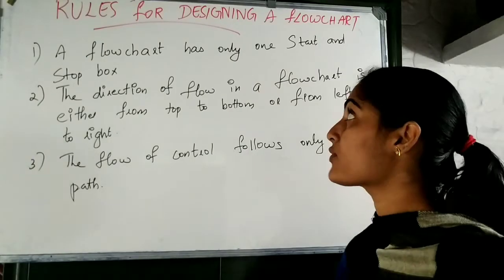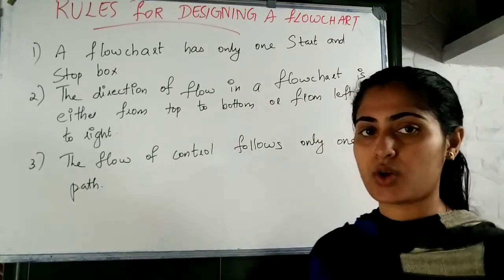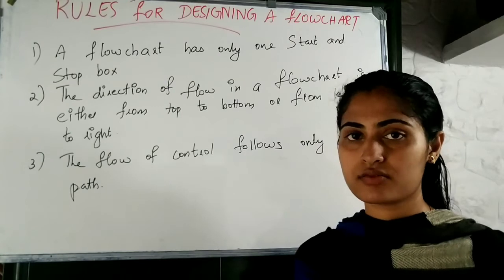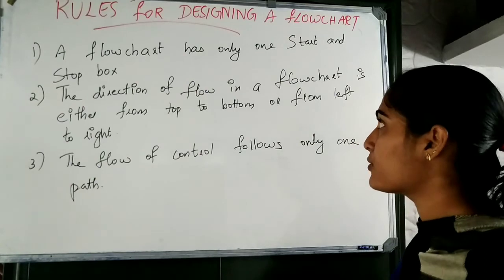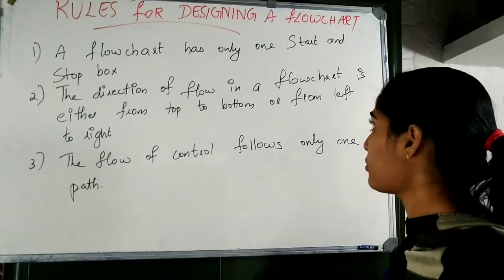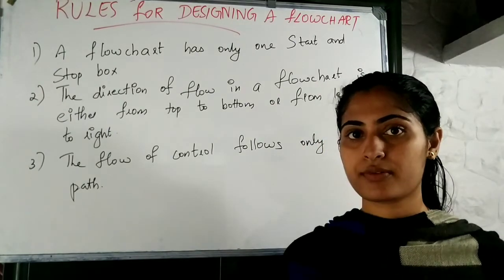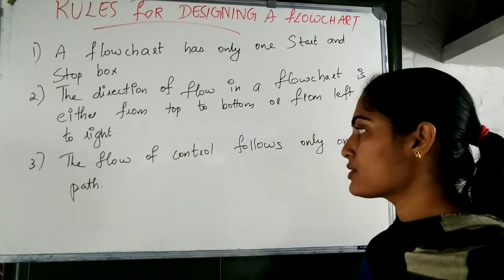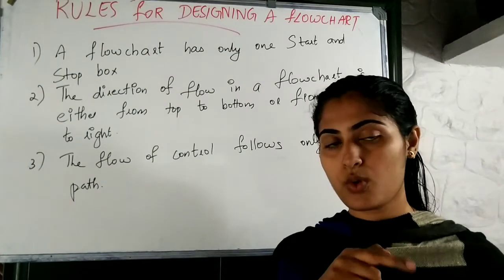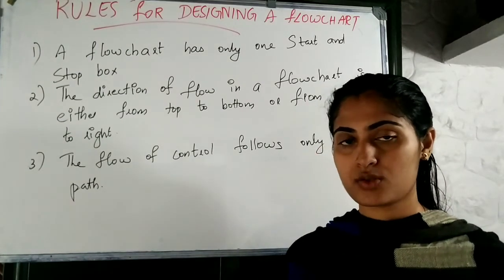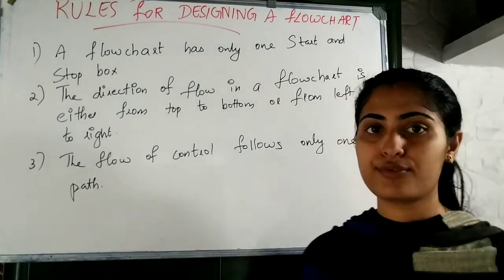Next, let us see the rules for designing a flowchart. First rule is a flowchart has only one start and stop box. Always a flowchart starts with a start box and ends with a stop box. The second is the direction of flow in a flowchart is either from top to bottom or from left to right. Third, the flow of control follows only one path. That is, the arrows move only through one path. There is only one path for the flow inside the flowchart. So these are the rules for designing a flowchart.